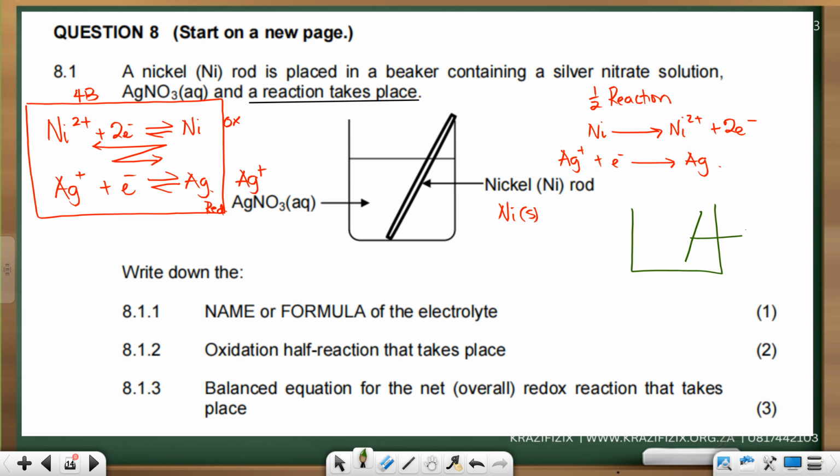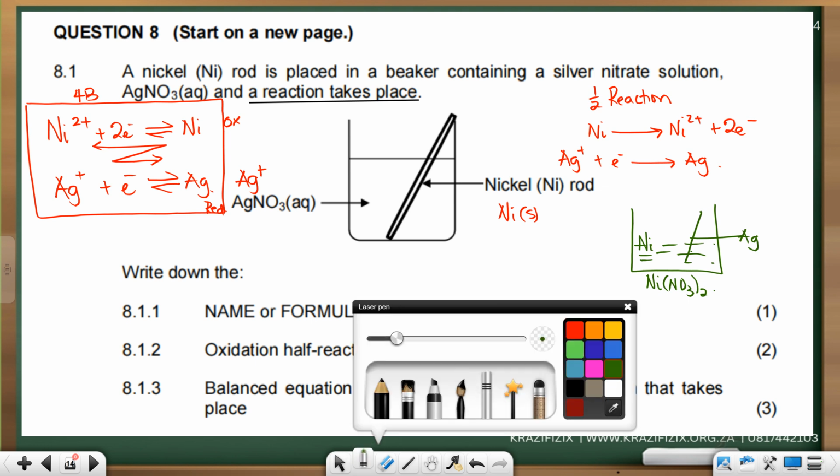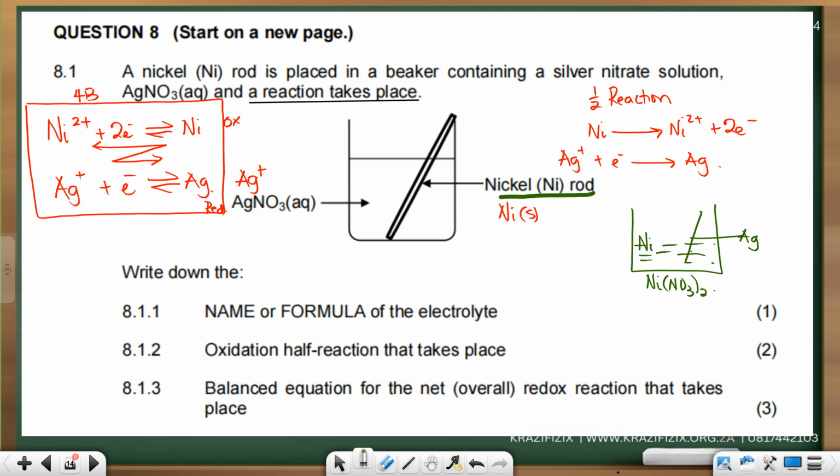What if I have this? Ag and it's Ni 2 plus, right? And I have nickel. Ni is 2 plus, right? Nitrate. Will it be spontaneous? Please check what I did now. You have the Ni. Please look at what I did. I switched it now, right? At first, my solid was nickel. I have made my solid what? Silver. My electrolyte is silver nitrate.